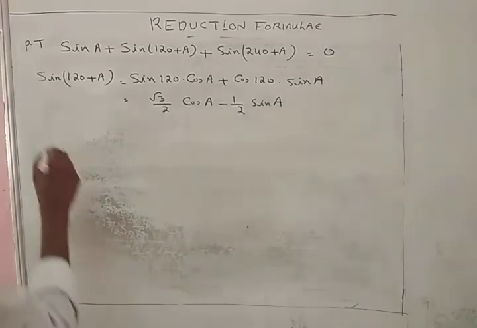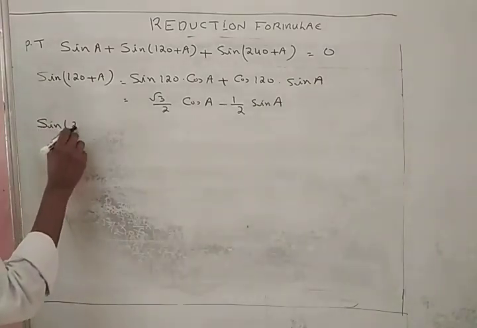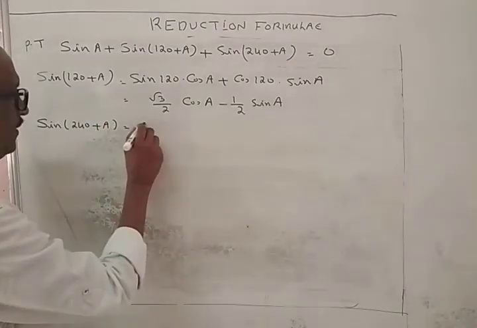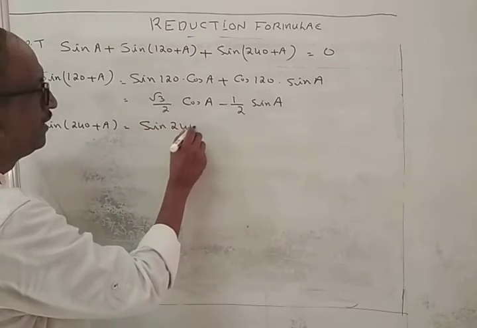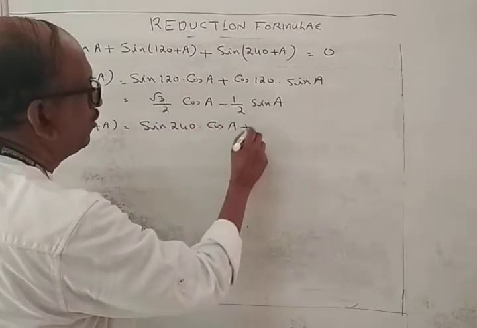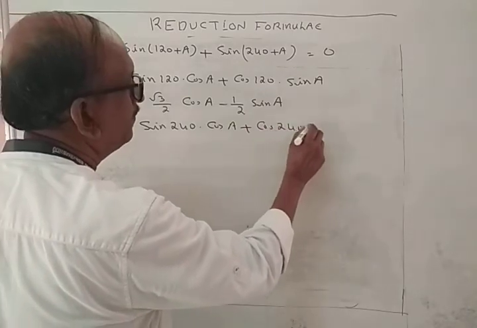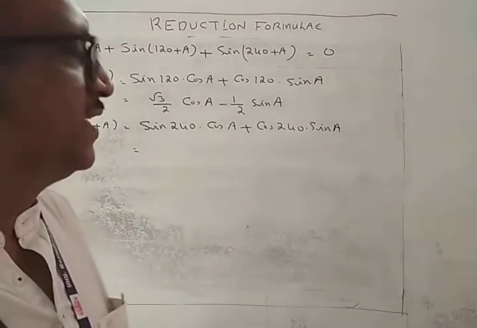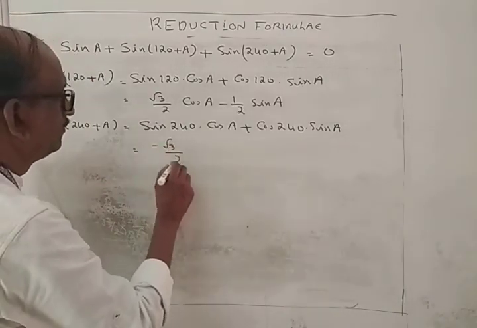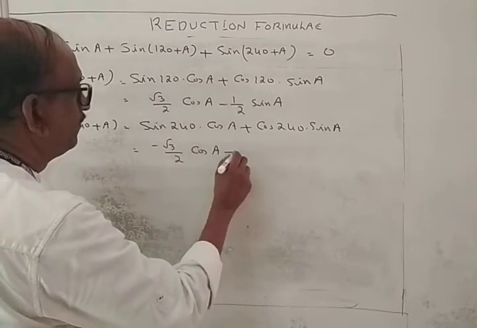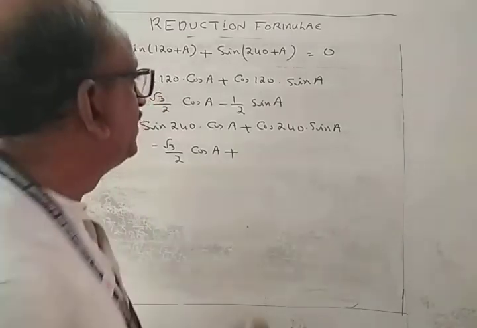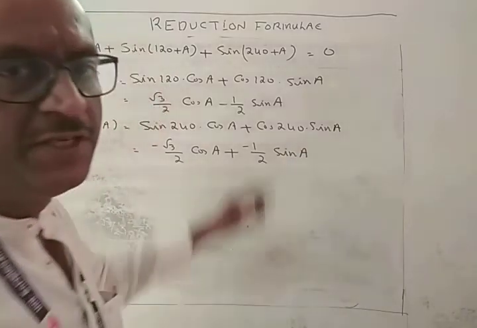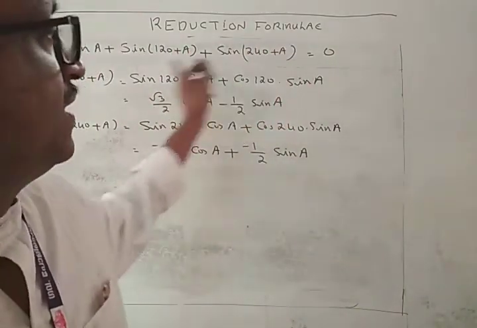Sin 240 plus A. Sin A plus B is sin A cos B plus cos A sin B. Sin 240 is minus root 3 by 2. Cos 240 is minus 1 by 2. Substitute these two values in the left hand side of this expression.